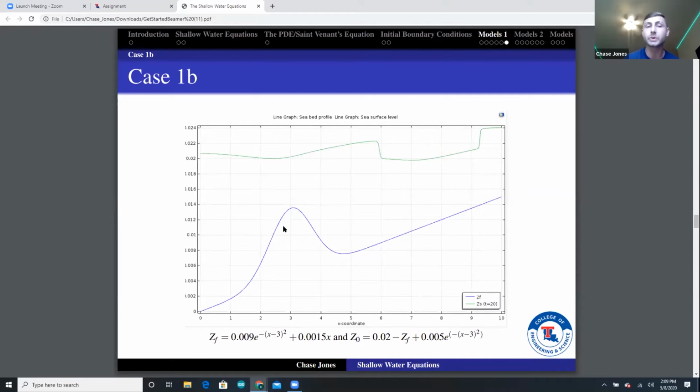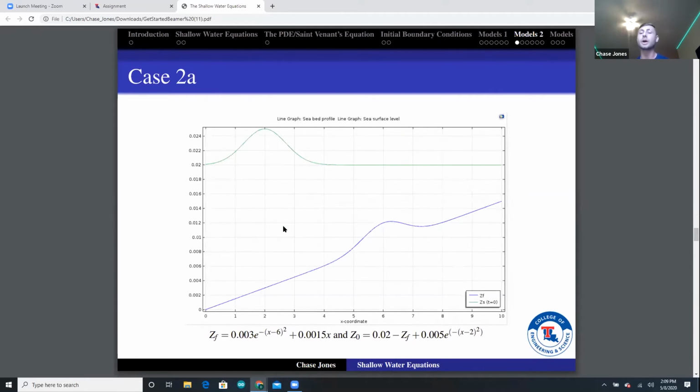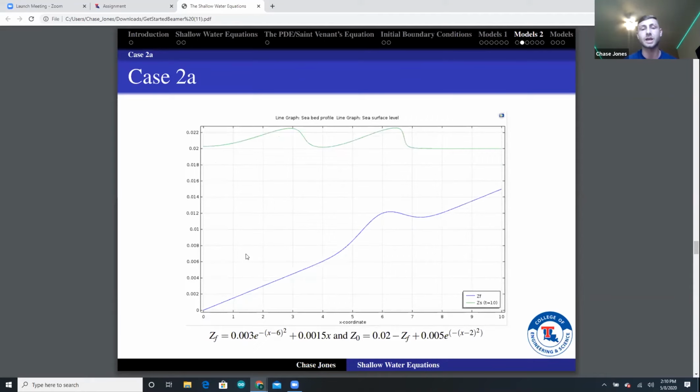Moving on to case 2. In case 2, I'm now propagating my wave in the negative x direction, or to the left of the sea ridge. Okay, so the sea ridge here occurs at 6, so I've just changed that location. And now I'm propagating the wave at x equals 2. So this is that wave at 0 seconds. There's that wave at 10 seconds.